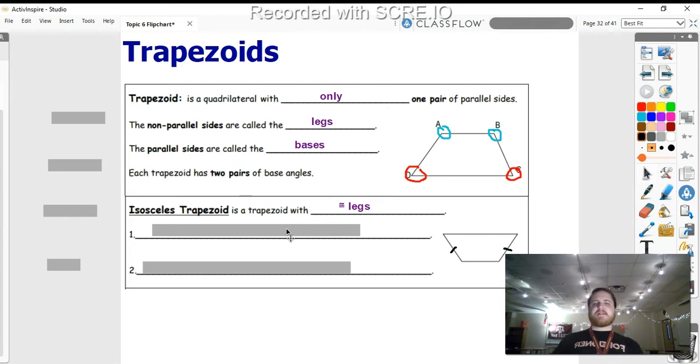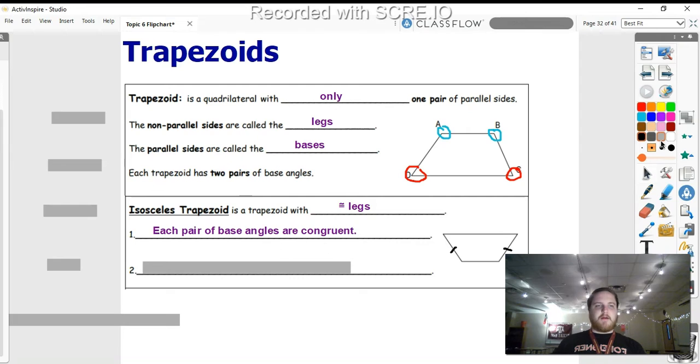Okay, what that does for us is it creates a situation where each pair of base angles are congruent. So that means when we look at this picture, this angle right here and this angle right here are congruent to each other. This angle on the bottom and this angle on the bottom are congruent to each other. Okay, base angle pairs. Both of the angles attached to one base are congruent if it's an isosceles trapezoid, and that's one of your subcategories.